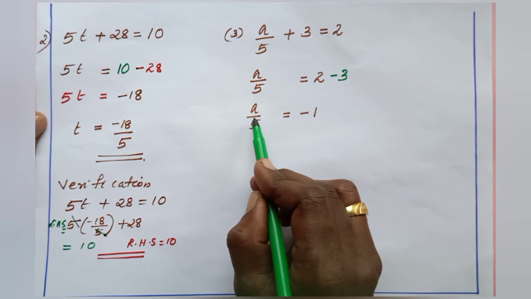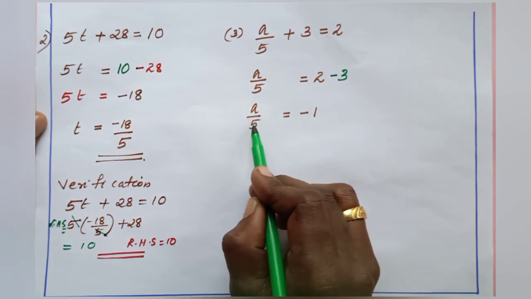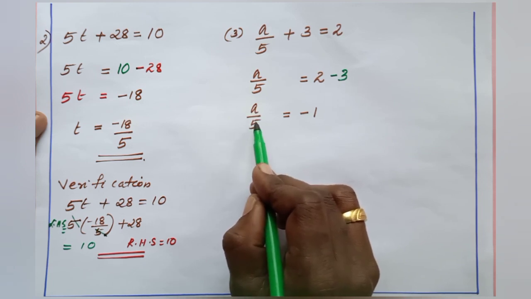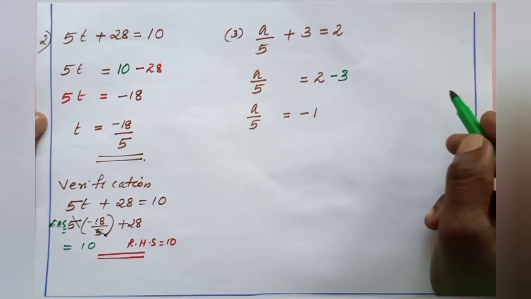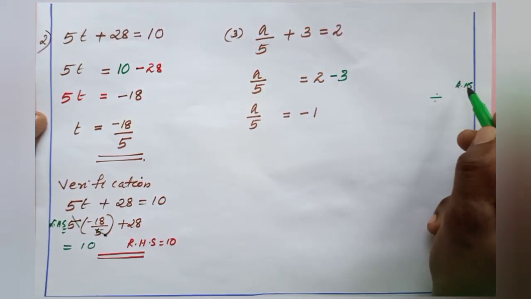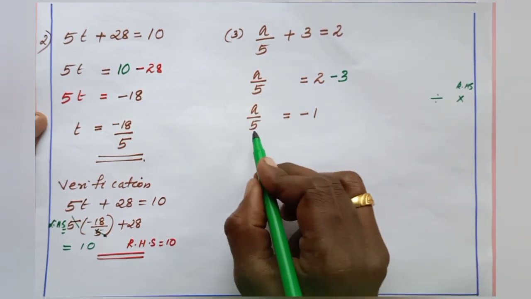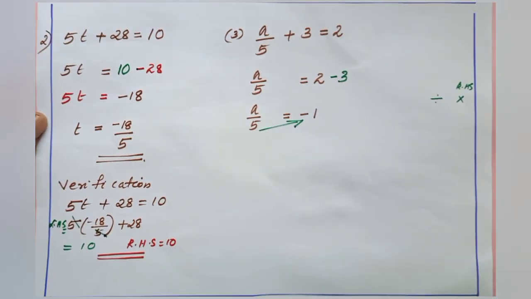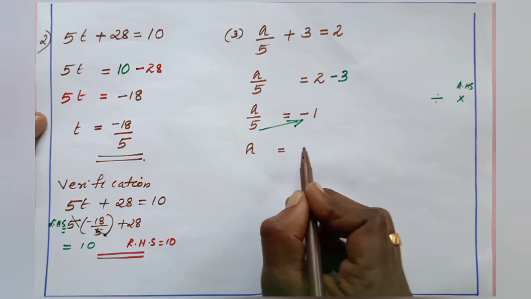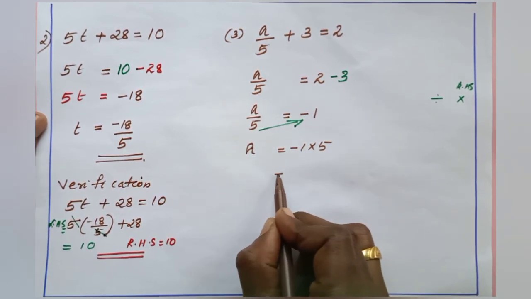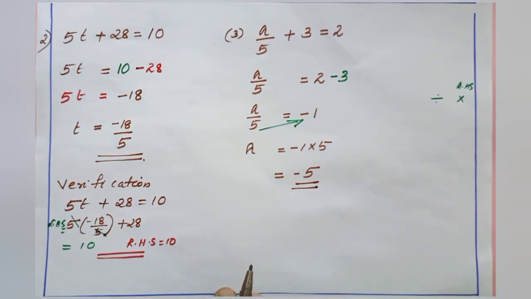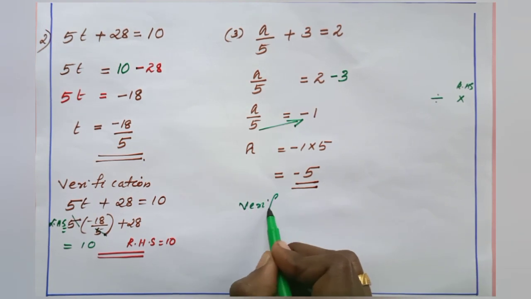Then we want the value of A. See here, A is divided by 5. So division transposed to the right side changes into multiplication. So multiply by 5 on the right side. So we get A equal to minus 1 into 5, which is minus 5. Okay. Then for verification, listen, verification.